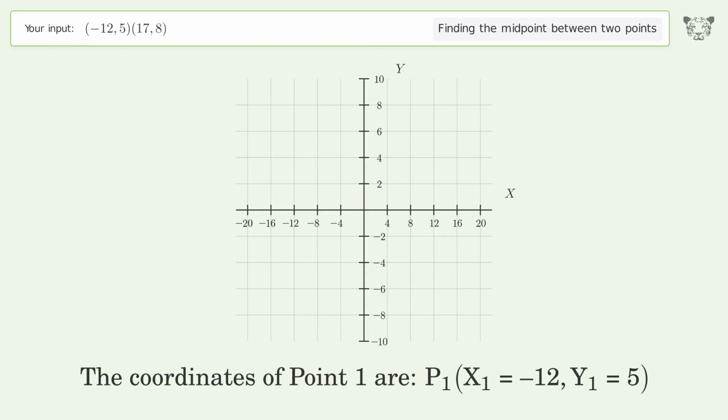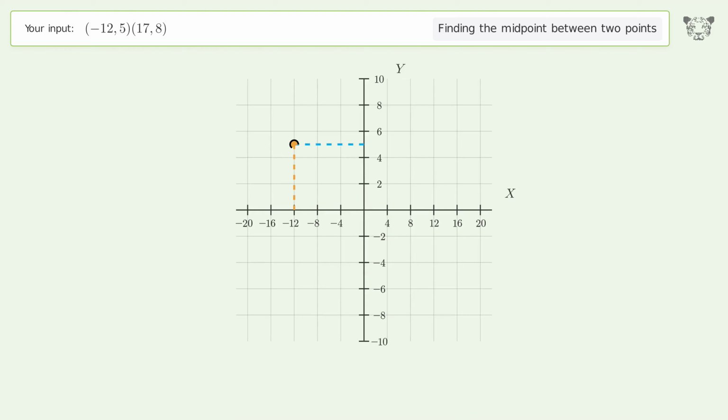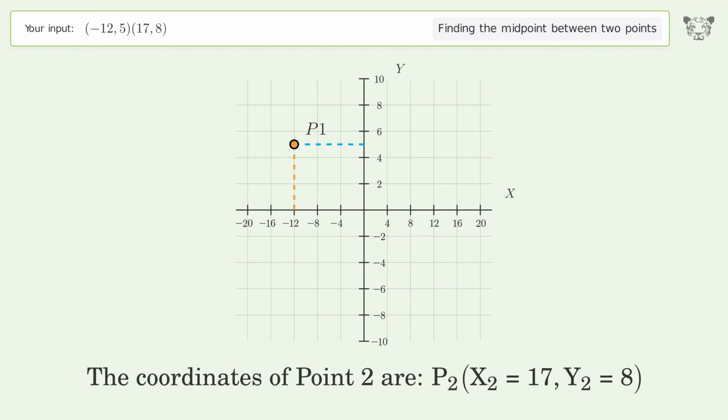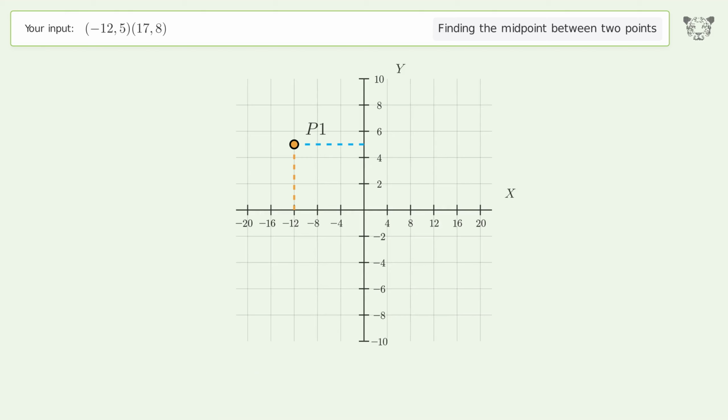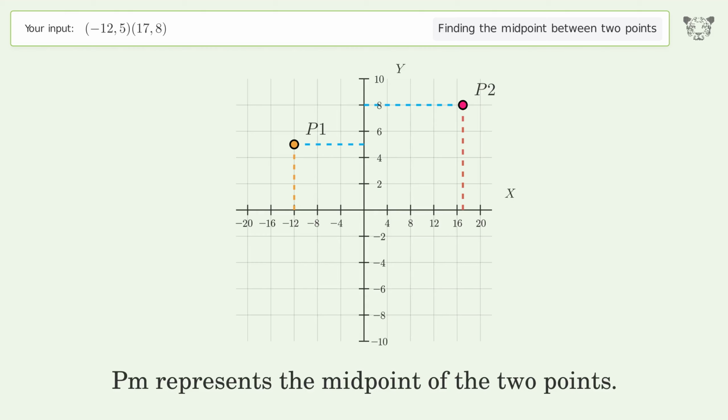The coordinates of point 1 are, x1 equals -12, y1 equals 5. The coordinates of point 2 are, x2 equals 17, y2 equals 8. PM represents the midpoint of the 2 points.